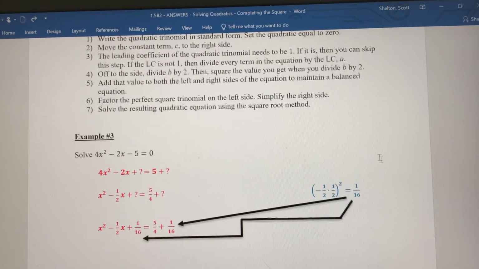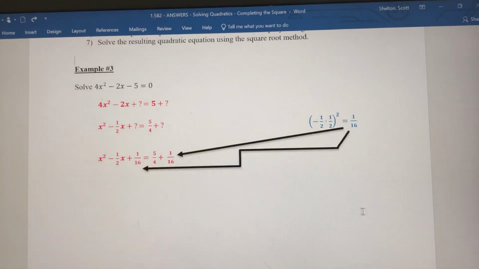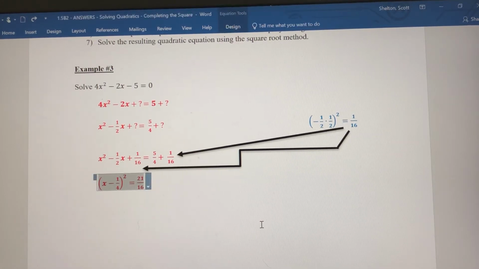So notice again that we're adding 1/16 to both sides, okay? Now, I can factor this trinomial, and I can simplify the right side here, okay? So remember, when I factor, it's going to be the square root of x squared, which is x, and it's going to be minus, in this case, whatever this b divided by 2 was, or b times 1/2. So when I solve this perfect square trinomial, I get x minus 1/4 to the second power.